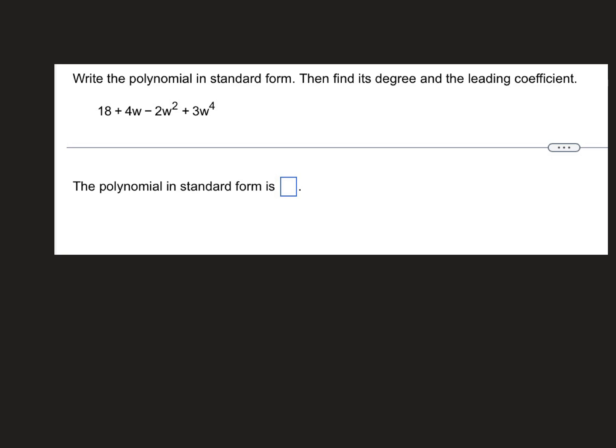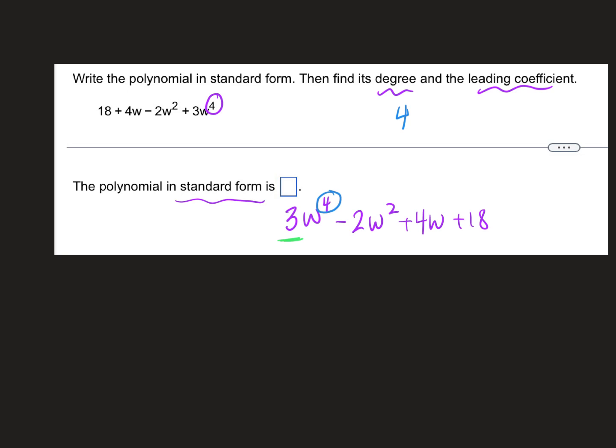All right, this one I need to do all 3 parts. I didn't copy down all 3 parts from the picture. I'm just going to do part 2 and part 3 kind of independently. So the polynomial in standard form means that I start with the largest exponent, so 3w to the 4th. Then I go to the next largest, our squared term, minus 2w squared. Then our single, 4w, and then our positive 18. That would be standard form. My degree is the largest exponent, so my degree is 4. And my leading coefficient is the number in front of that largest exponent, so that's 3.